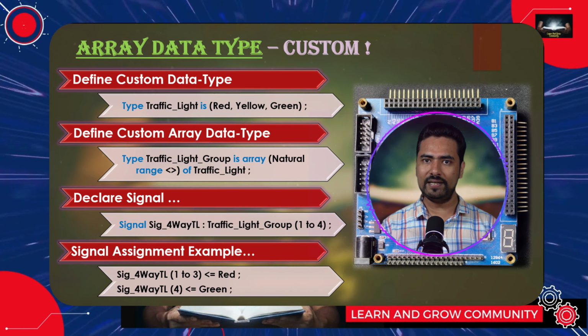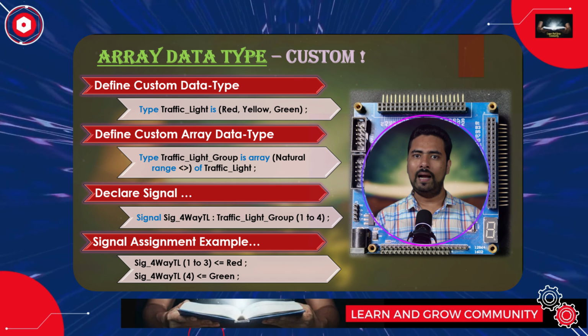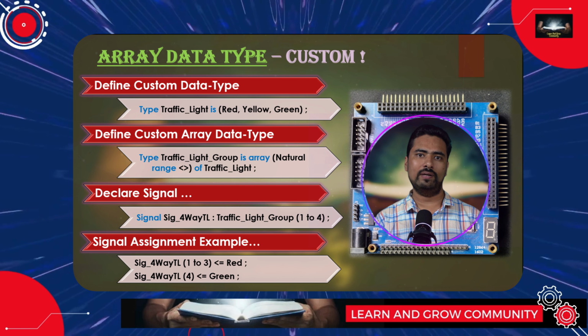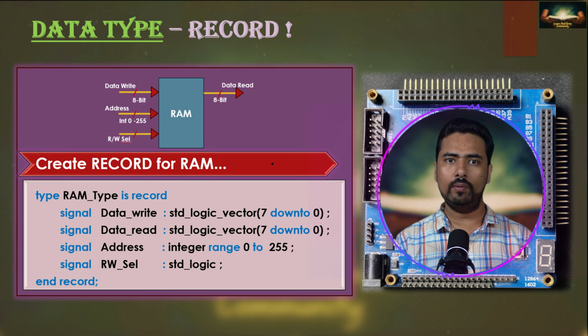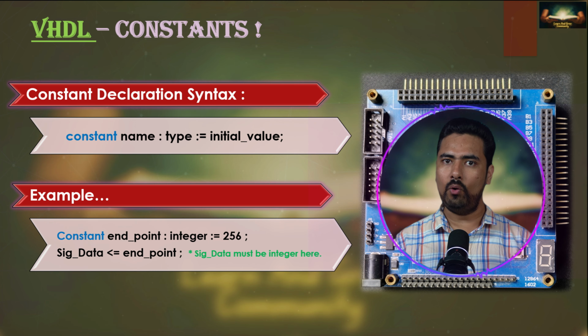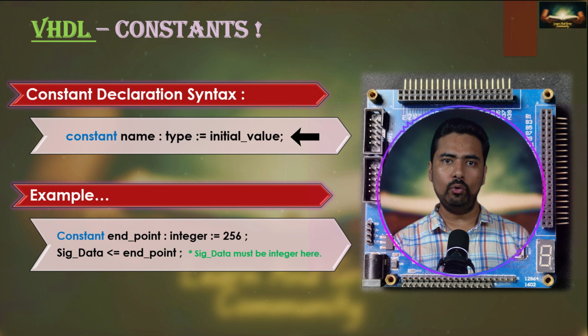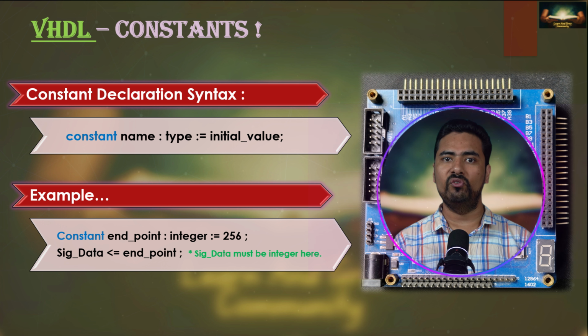Hi, in our previous sessions, we have covered data types, either standard and predefined or custom data types. We talked about array data types for grouping the same set of data type elements, and we also talked about the record data type for grouping the set of different data types. Now, in this short video, we are going to cover constants. We will talk about how to use them and where to use them in your VHDL designs.